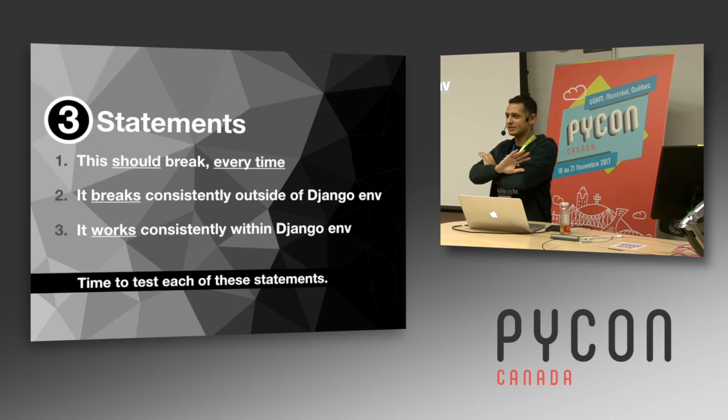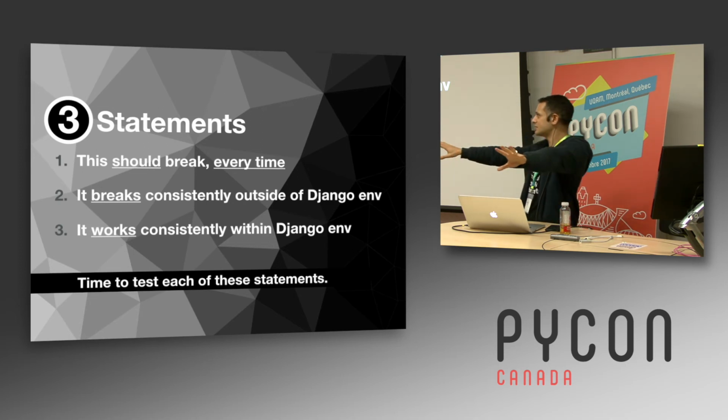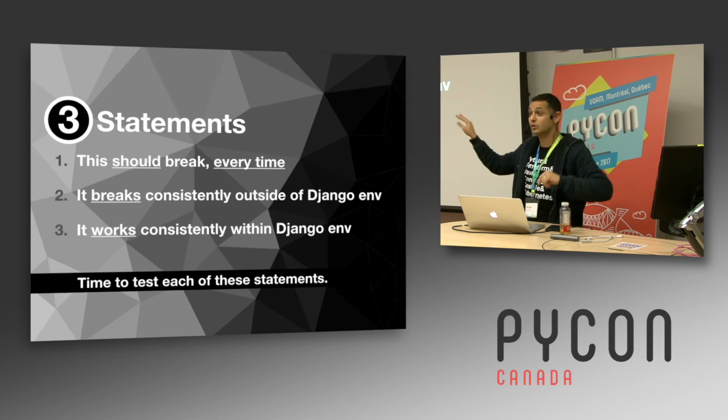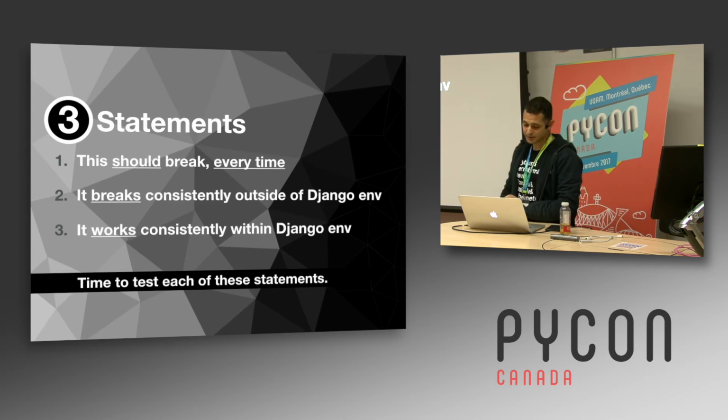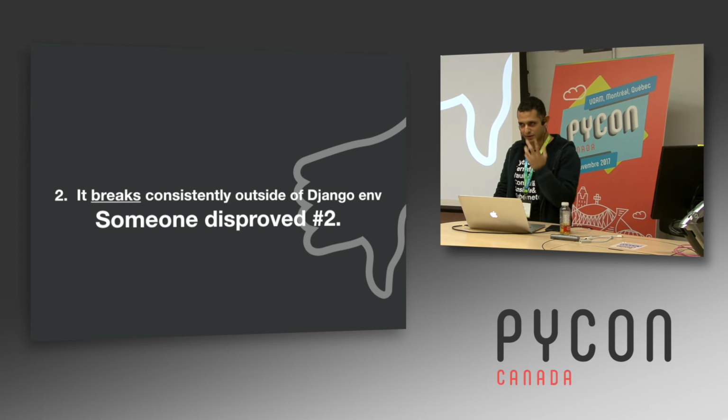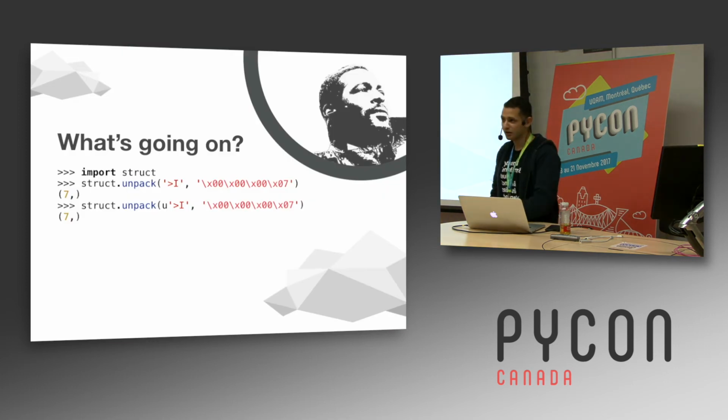So we asked everyone, all right, take each one of these statements, split into teams, let's figure out if we can truly prove these individual statements. And very quickly, someone was able to disprove the second statement, that it breaks consistently outside of a Django env. In fact, it has nothing to do with Django. In a regular Python shell, you launch this, you go struct unpack with a string I, and then you pass in Unicode, and it works.